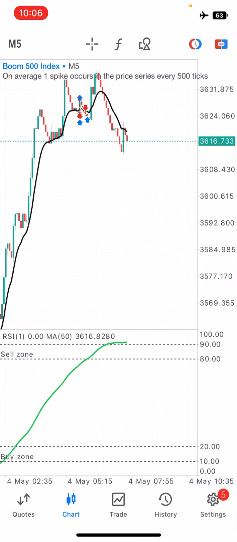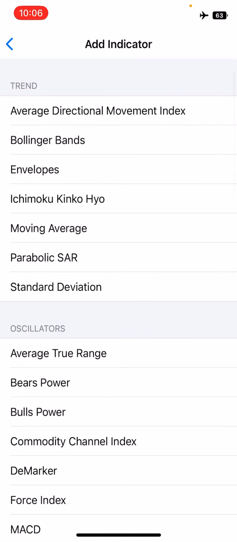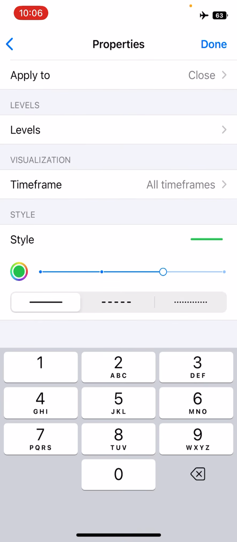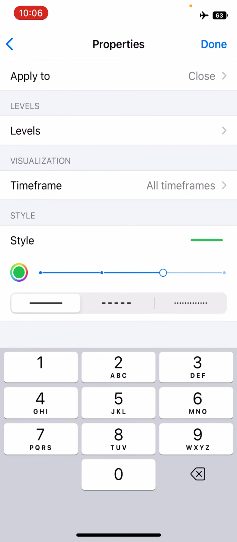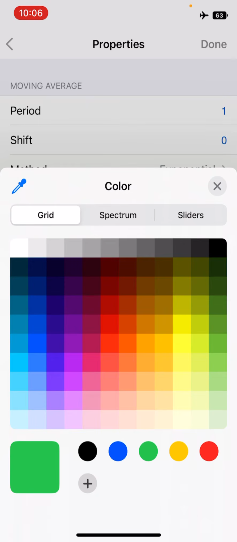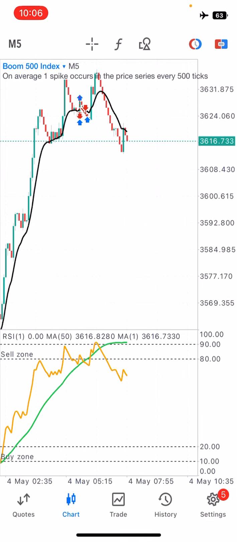The next and final indicator that we want to install is also going to go under our indicator window 1, and it is also a moving average. But this time the period is 1, the shift is 0, the method is exponential, apply to close. The levels, doesn't matter. All time frames, of course. I'll change this color to gold. Okay, I hope that's gold. And then just click done. And as you can see, we are right back where we started, right?